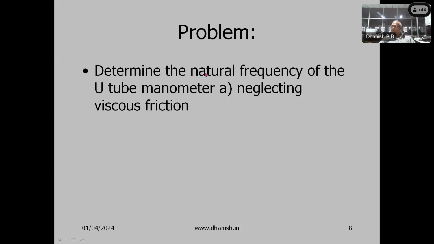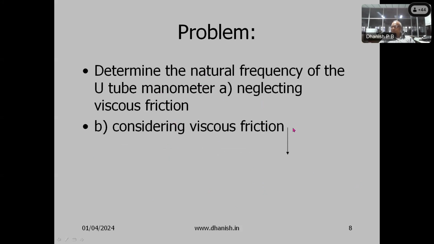So another problem: determine the natural frequency of the U-tube manometer, neglecting viscous friction and considering viscous friction. Suppose you are using a U-tube manometer to measure a dynamic signal, say a pressure change, so the pressure is fluctuating. Sometimes you might have observed it in the fluid mechanics lab, that the manometer goes up and down when you suddenly switch on the pump. So how do we determine the natural frequency of the U-tube manometer?